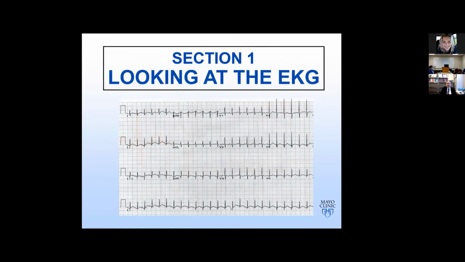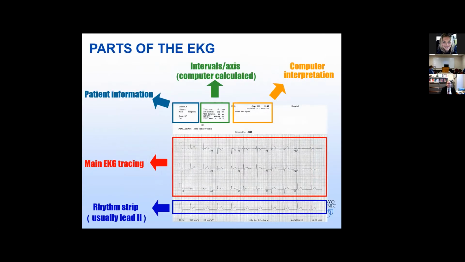So when we look at the EKG, basically there's different sections. First of all, there's the patient information. Second is the intervals and axis, which the computer is actually pretty good at calculating. Then there's the main EKG tracing, which is all the leads that we'll go through in just a minute. And then there's a rhythm strip. Then here's everybody's favorite part of the ECG, the computer-generated analysis.